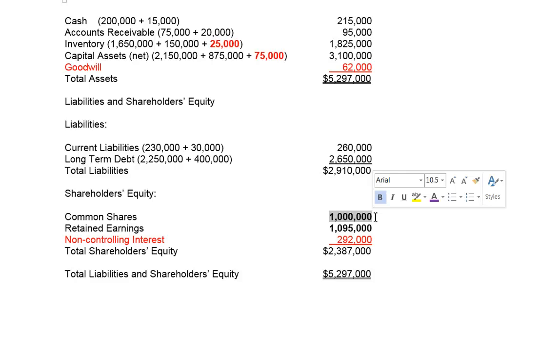The NCI shareholders don't care because they're not shareholders in the parent, they're shareholders in the sub. The parent shareholders only want to see the common shares that P has. Therefore, they're the only ones that go on the consolidated statements, the consolidated statement of financial position or balance sheet. Notice the retained earnings are only the retained earnings of the parent as well. And here's the reason why. And this doesn't matter if you're using PCE or entity theory, it's the same thing.